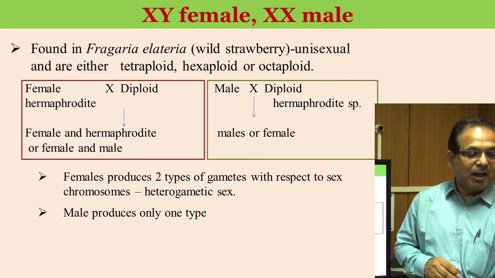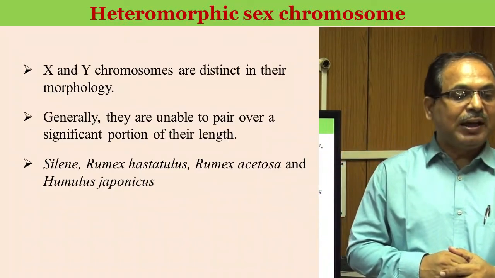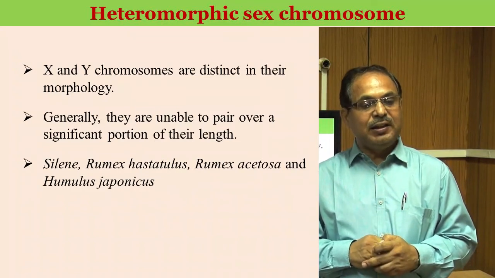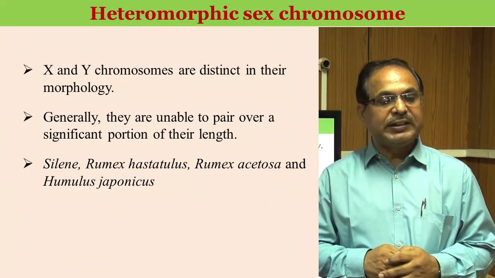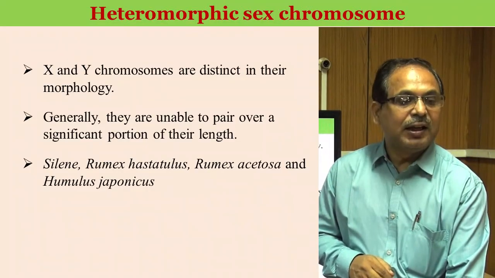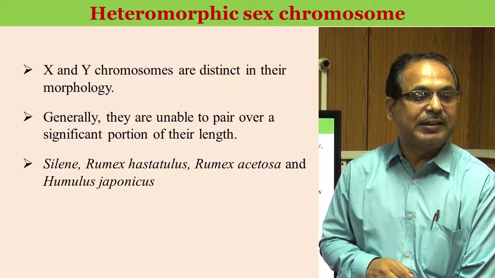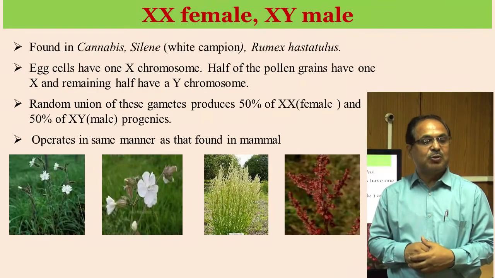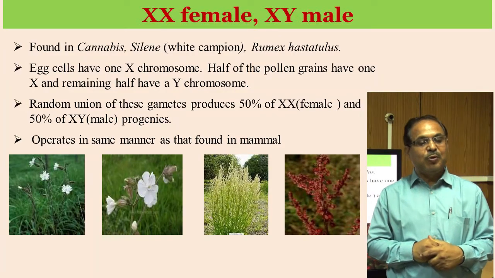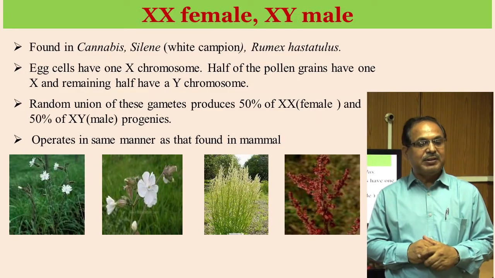So that's why it is homogametic. Heteromorphic sex chromosomes, where X and Y chromosomes are distinct in their morphology. Generally, they are unable to pair over a significant portion of their length. So this way the morphological differences are present. That's why it is a heteromorphic system of sex chromosomes. So here the female has XX chromosomes, whereas the male has XY chromosomes, and it is found in cannabis.